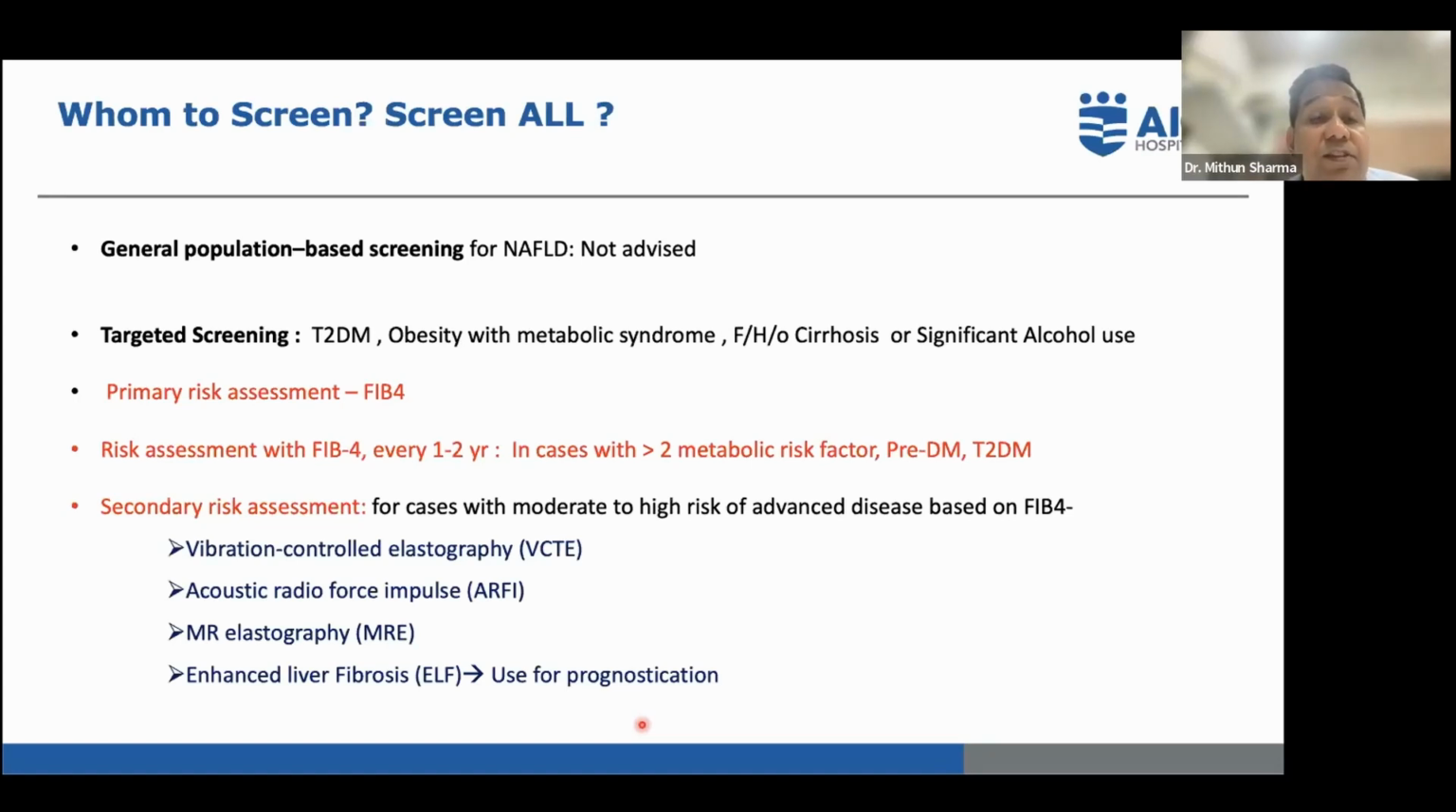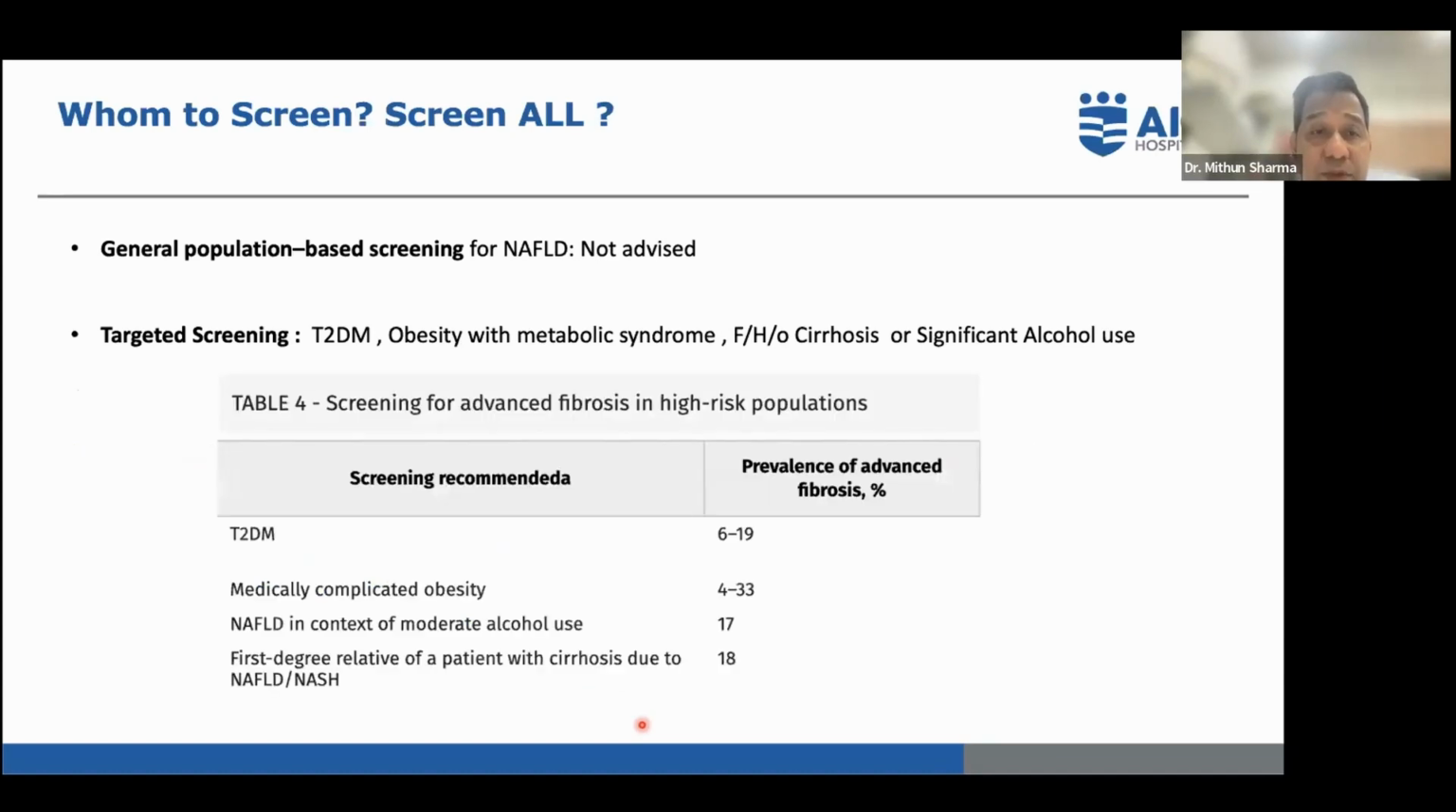The primary assessment can be done with a non-invasive test like FIB-4, and patients who have more than 2 metabolic risk factors, who have diabetes or are pre-diabetic, need an assessment every 1 to 2 years. And then there is secondary assessment, which can be done by vibration-controlled elastography, ARFI, or magnetic resonance imaging. This is based on what is available locally.